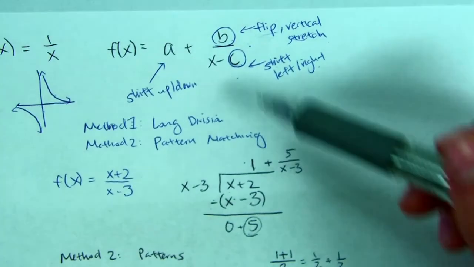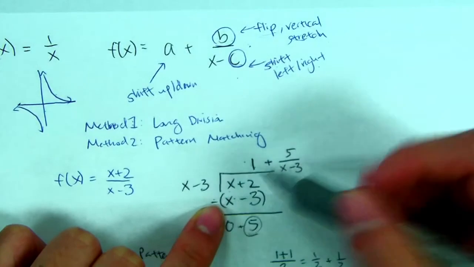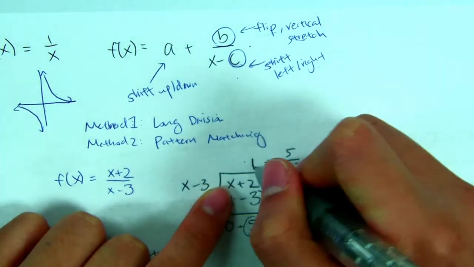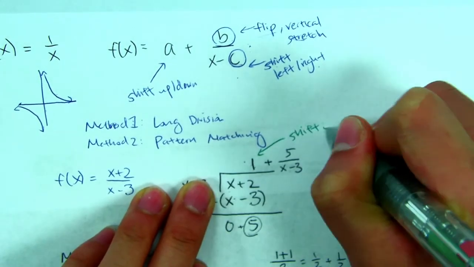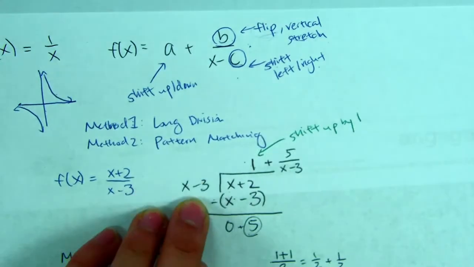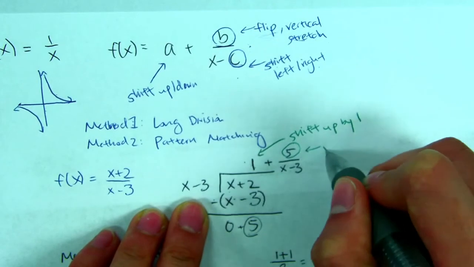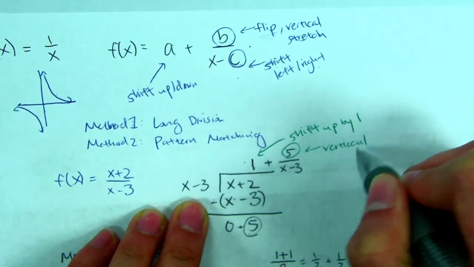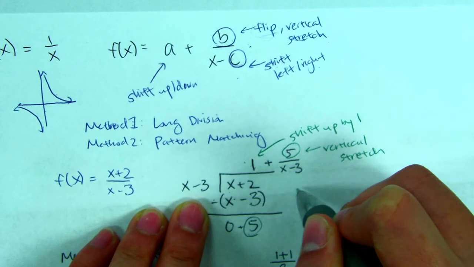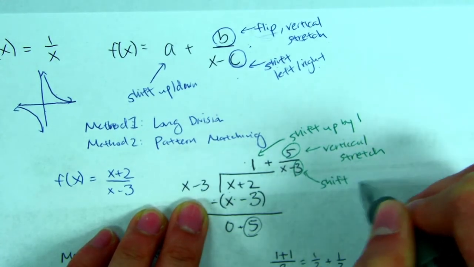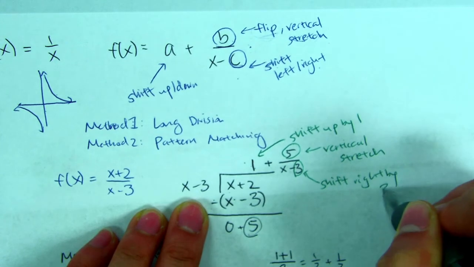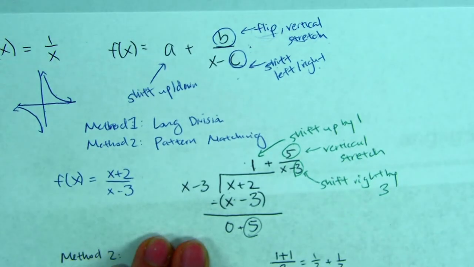So going back to our general form, we have 1. That 1 represents a shift up by 1 unit. That 5 means we have a vertical stretch. And our value of c, our 3, is a shift right by 3. Okay, now that we've listed our transformations, I can go ahead and graph it as our final step.